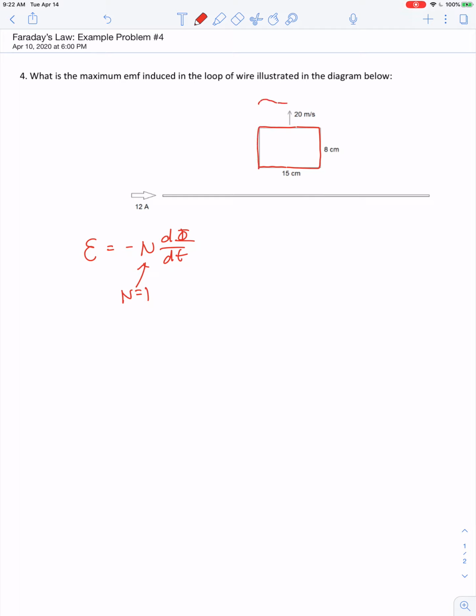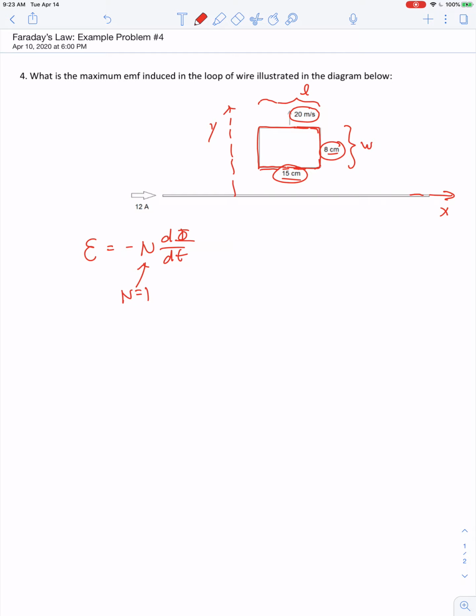And we'll add some labels to this. We'll say it has a length L, so that's the 15 centimeters. Then it has a width W, there's our 8 centimeters. And the loop is being pulled at a constant 20 meters per second along the, let's say it's being pulled along the y-axis, and the wire sits on the x-axis. So as you pull this loop farther and farther away, there is a rate of change of flux. The area is constant. It's always going to be 8 centimeters by 15 centimeters.